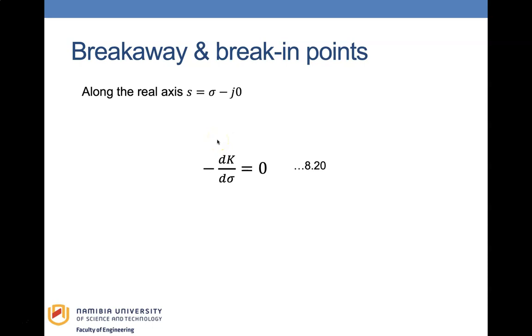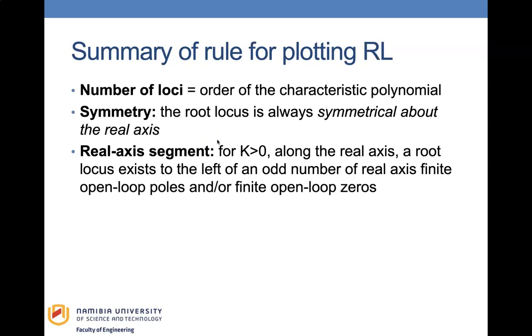Let us summarize the rules for sketching the root locus for a higher order control system. 1. Number of loci is equal to the order of the characteristic polynomial. 2. Symmetry. The root locus is always symmetrical about the real axis. And 3. Real axis segment. For k greater than 0 along the real axis, a root locus exists to the left of an odd number of real axis finite open loop poles and or finite open loop zeros.